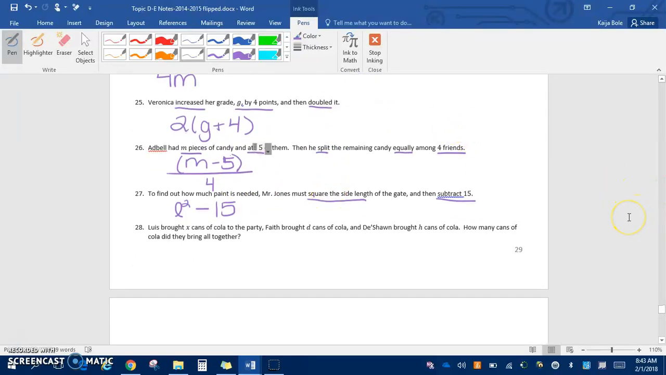And then our last one here, Luis brought X cans of cola to the party, Faith brought D cans of cola, and Deshawn brought H cans of cola. How many cans of cola did they bring all together? So that key phrase is all together, means we're going to add them up. So we would have X for Luis plus D for Faith plus H for Deshawn, and that's all we have to do.